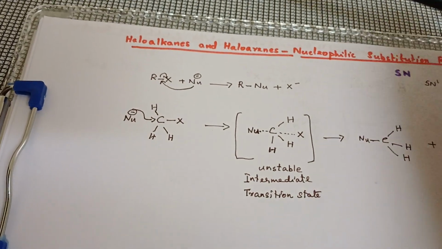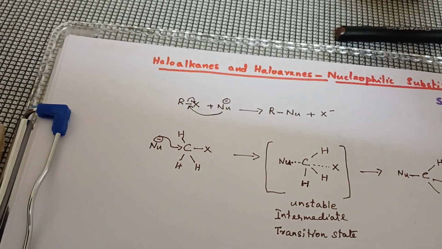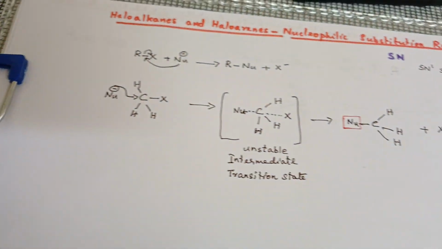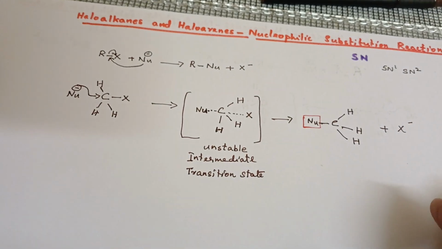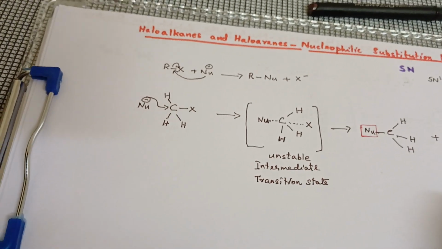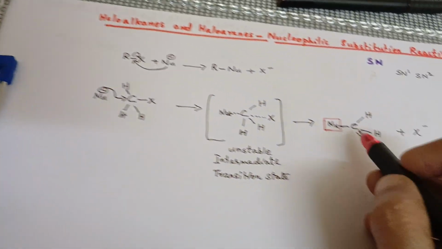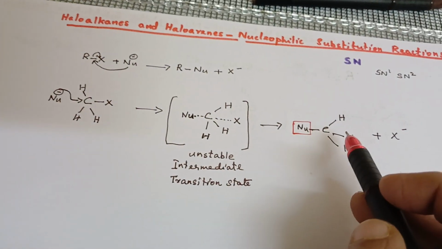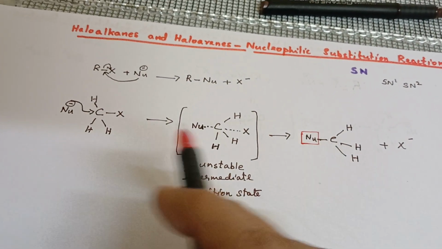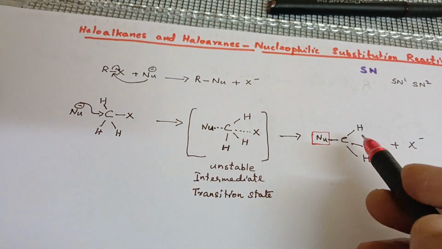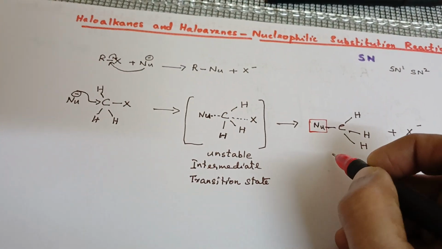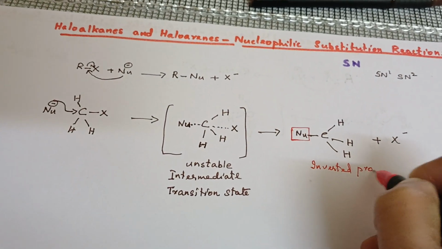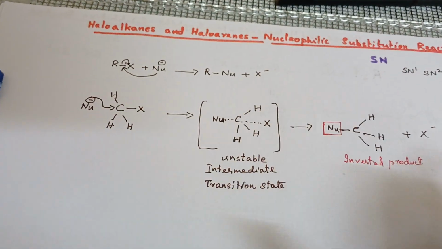Now the halide ion is gone and you have the nucleophile attached at this site. So the nucleophilic substitution has taken place. Here we can see that with respect to the reactant which you started with, the position of the hydrogens are exactly opposite to where they were in the beginning. So this is an inverted product, and only one type of product is formed.